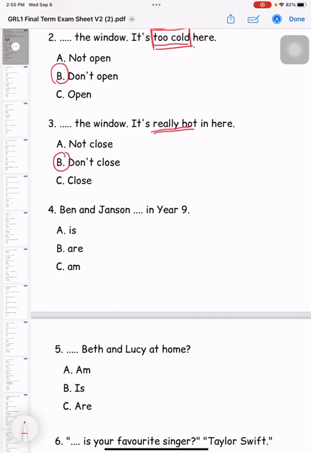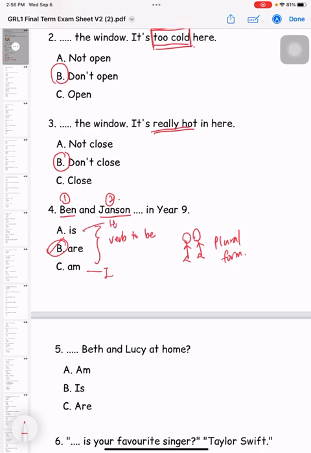Ben and Jensen in year 9. Okay, so we have to choose the verb to be. Which answer should we choose? Now you have to look at how many people are there at the front part. That's 1 and that's another 1. So 2 people. If there are 2 people, this is what we call plural form, so we have to use are. Is is for he, she, it, or a singular noun. Am is for I. That's why we use are.